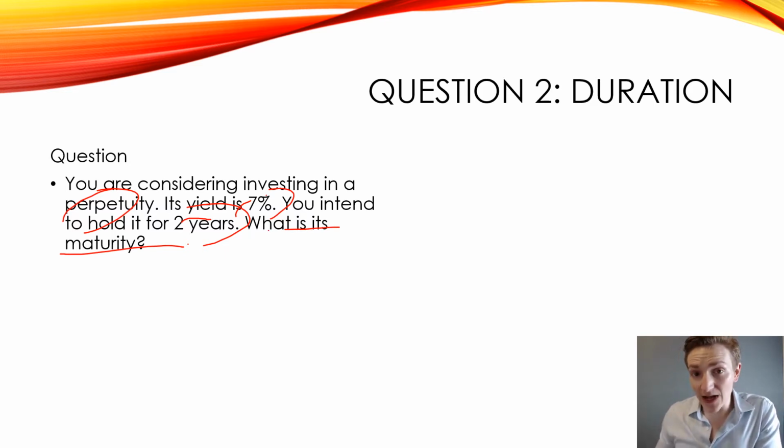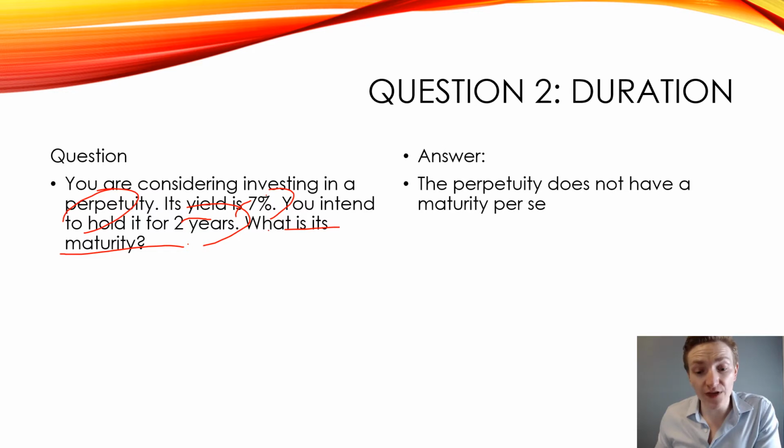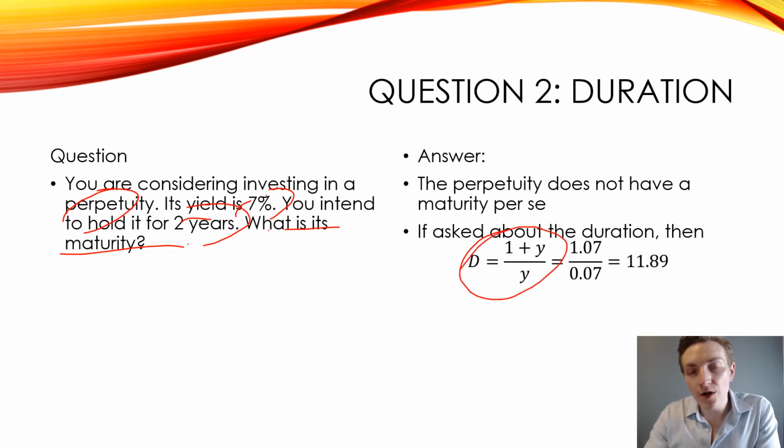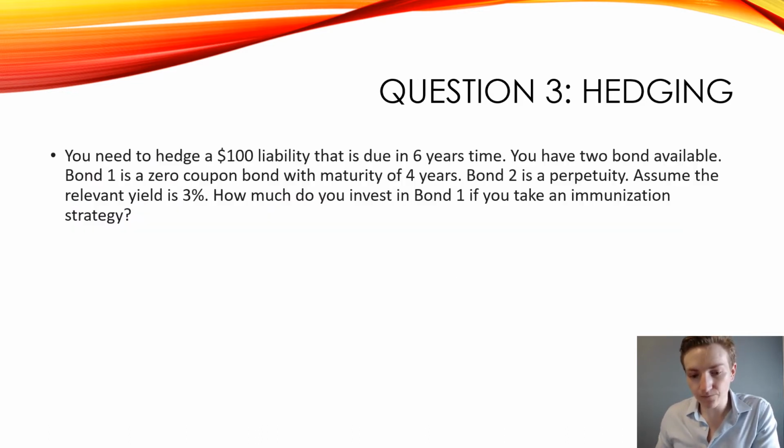However, say we were to be asked about the duration of the perpetuity, then we could answer that using the duration formula. The duration on a perpetuity is 1 plus the yield divided through by the yield. So here, if we were asked about duration, it would be 1.07 divided by 0.07, which is 11.89. But as I indicated, there is not really a maturity for a perpetuity. So hence why we've got this particular type of answer here.